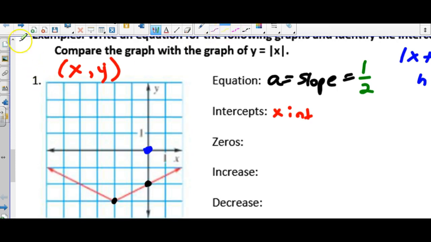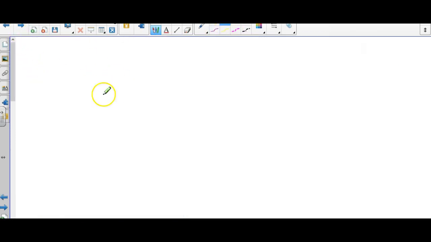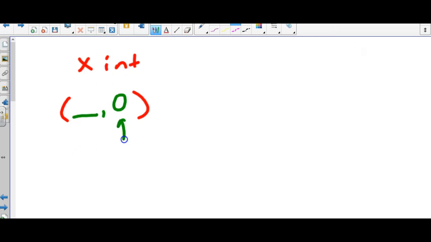All right, let me add a screen. I want to show you guys something. I want you to always remember this for your x-intercept. You always have to find your x, okay? But what we know 100% of the time, a fact that will never change, is your y value is 0. Your x-intercept, your y value is always 0.